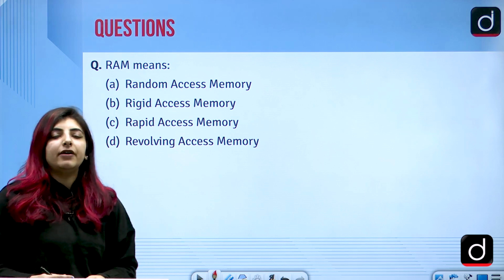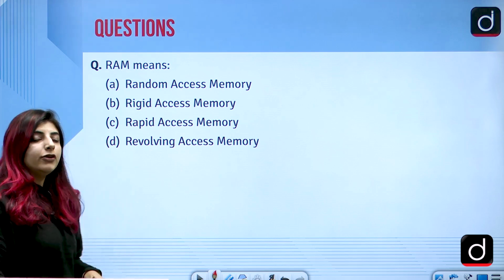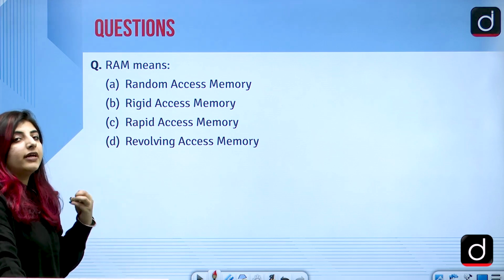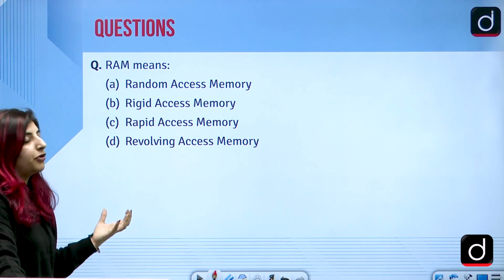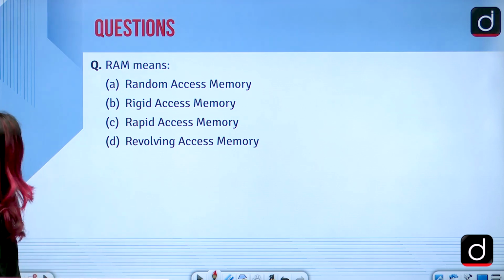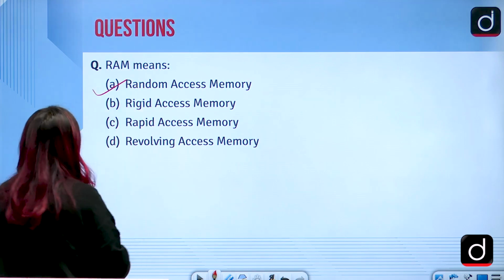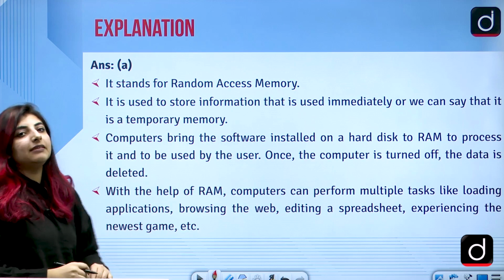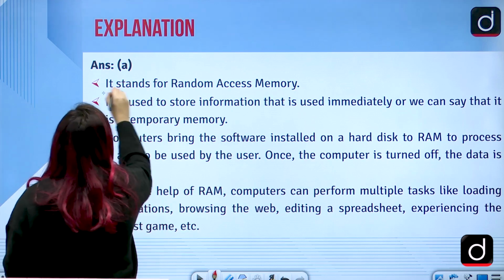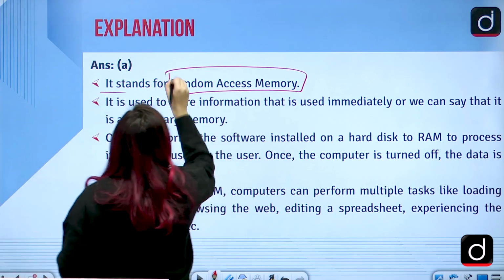Next question that we have here, pause your screens a bit. We want to know what the word RAM stands for. The answer is option A, random access memory, right? So first of all, it stands for random access memory.